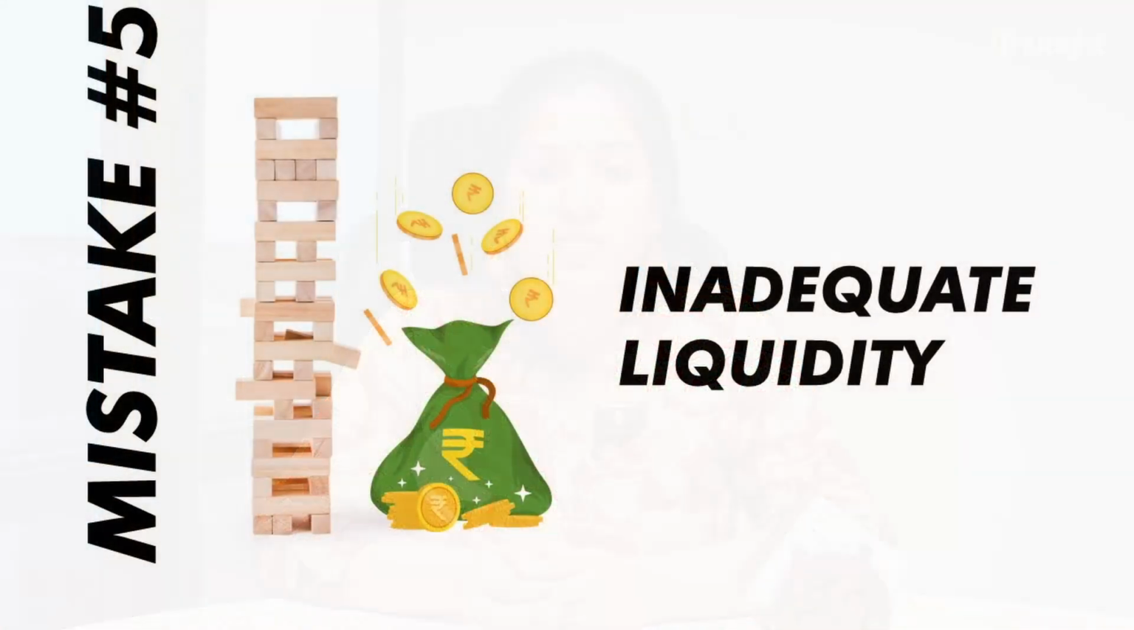Mistake number 5, inadequate liquidity. Do you know somebody who is asset rich and cash poor? This means they have a lot of wealth in their names, but they are unable to access it when it matters the most. When we follow a multi-asset approach to investing, we need to be careful about how much we are allocating to each asset class, but also how easily we will be able to access our savings when we need it. After all, multi-asset investing involves a certain level of rebalancing and shuffling of assets over a period of time.